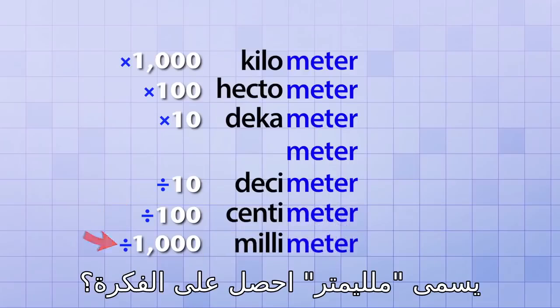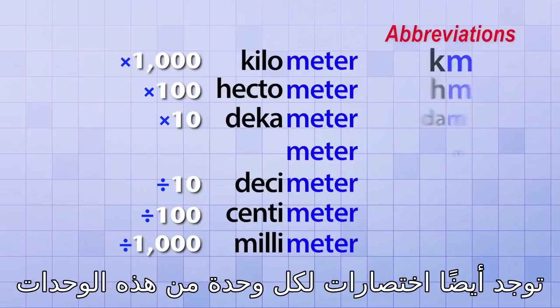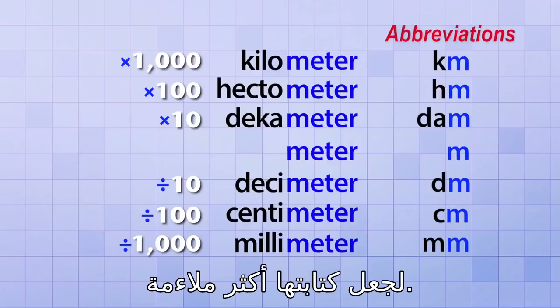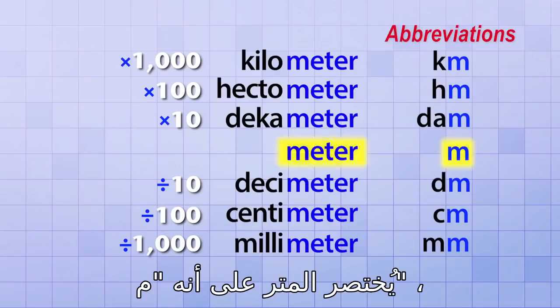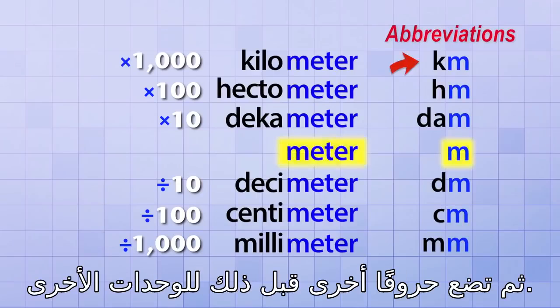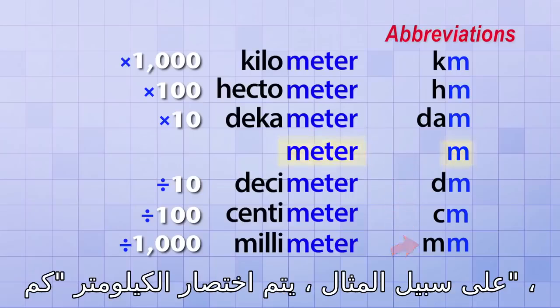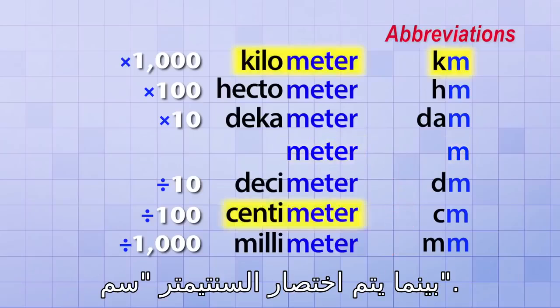Get the idea? There are also abbreviations for each of these units to make writing them down a lot more convenient. A meter is just abbreviated as m, and then you put other letters in front of that for the other units. For example, a kilometer is abbreviated km, while a centimeter is abbreviated cm.